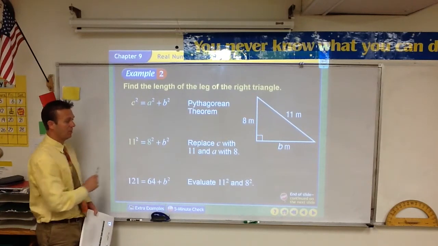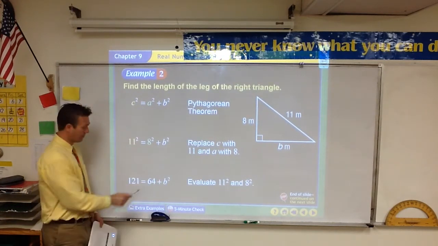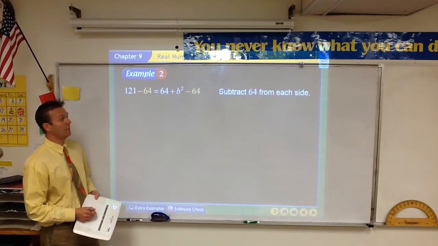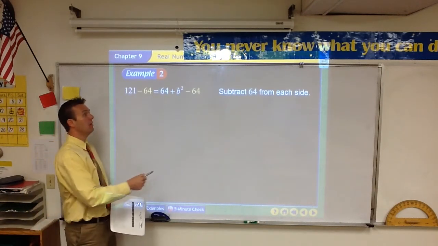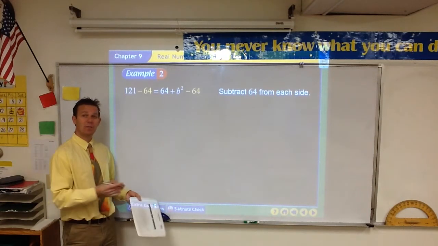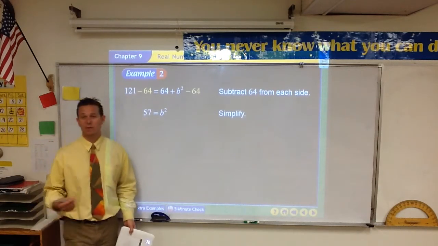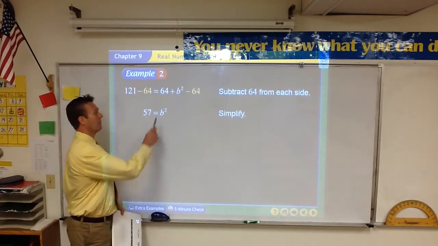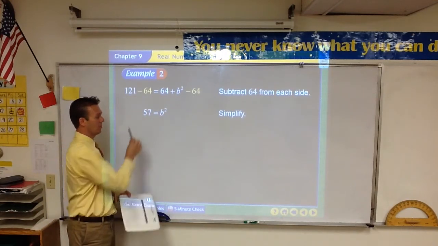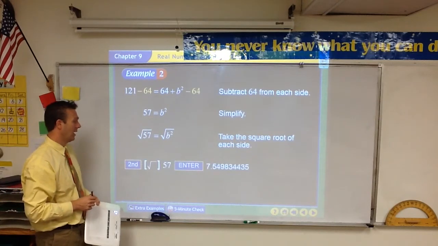11 squared is 121, 8 squared is 64, plus b squared. We need to get rid of that 64, so we're going to have to subtract 64 from each side of the equation. Remember, that's what algebra is about. Just subtract or add. Do the same thing on both sides of the equal sign. So when we subtract that, we get 57 equals b squared. Now, we're going to have to square root this because we want to know what b is. And since we square root this side, we're going to square root that side.